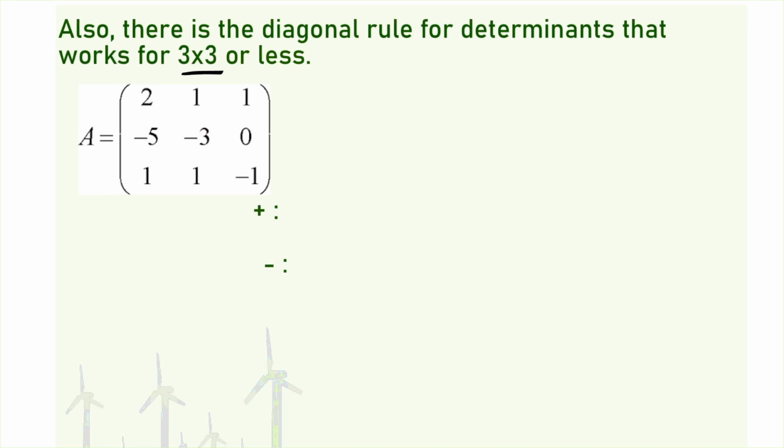The first step is I'm going to recopy the first 2 columns. Here's the first column recopied. Here's the next column recopied. This is called the diagonal rule because it uses the diagonals of the matrix. So I'm going to start with the very first element and draw the diagonal for that element. So this is considered the main direction. It's the positive direction. So I'm going to multiply. That is 6.